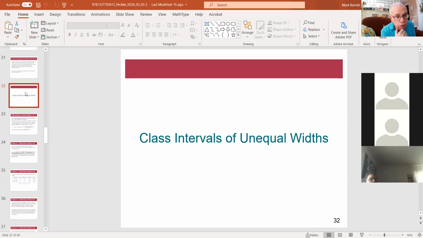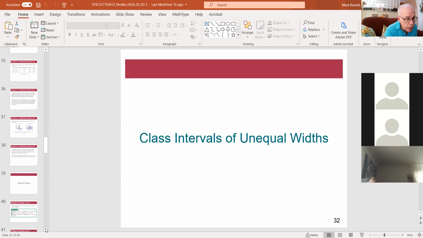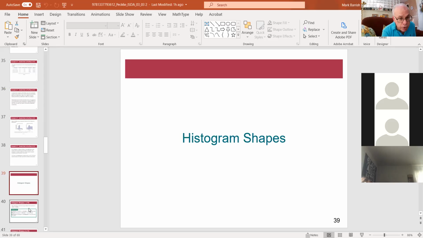Now in section 3.3, I just want to mention to you, I've looked over this part right here. It says class intervals of unequal widths. We'll skip that. So that part we will not cover. This section here, slide 32 up to I think 38, I'm not going to cover any of that. I think it's enough just to know how to do histograms with equal widths. Unequal widths is a more advanced topic and it's unnecessary for this course. So we're going to skip those slides. The shapes, we talked about this last time, histogram shapes.